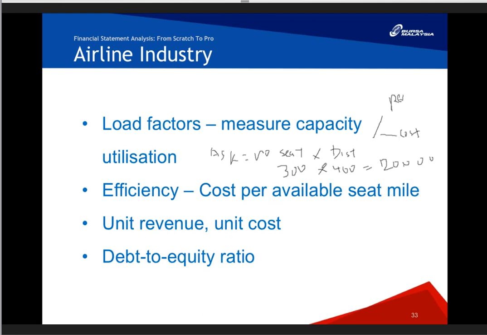For AirAsia, the cost per ASK is about 13 cents. Then you need to find out what the revenue is, and see whether this particular airline is making money based on this calculation. So ASK and load factor are important key measurements. Unit revenue, unit cost and debt to equity ratio are quite common in all kinds of industry. Okay, so this is airline.